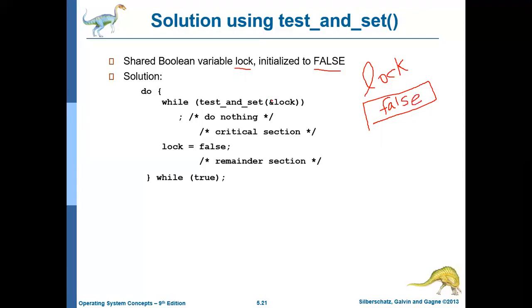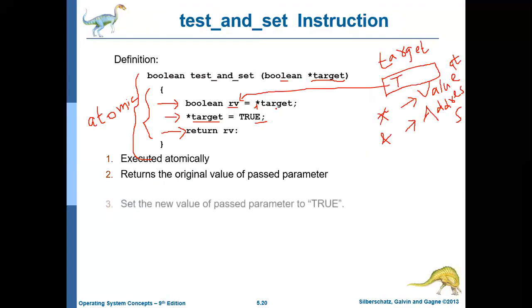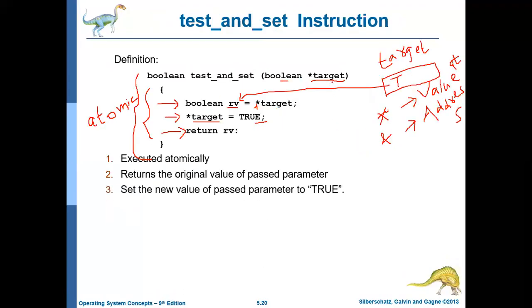Now this address you are passing to this function test and set, which is an atomic function, that is, it will execute as one single unit. Let us say this address is 2000. This 2000 address is passed to the test and set function. So now it got the address 2000. That is, target is a pointer.